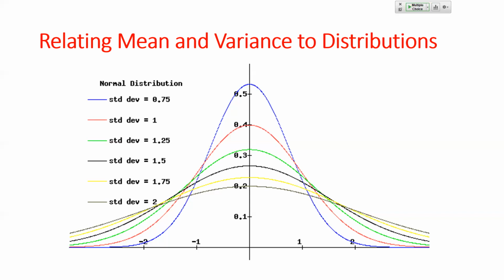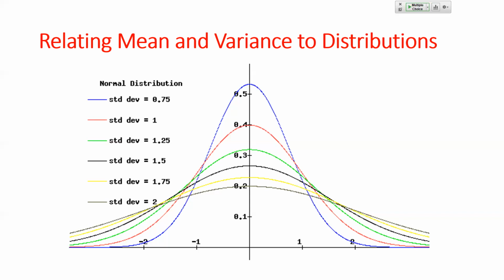Another way of thinking about this is on the flip side. If the variance gets higher, going from this blue to the black distribution, the values really close to the mean become less likely for us to see, and the values further from the mean become more likely, or have a higher frequency.